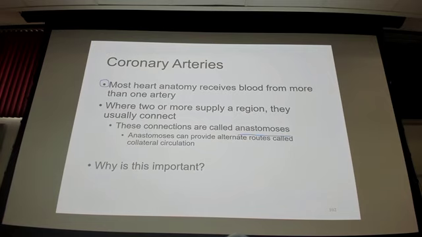Anastomosis is basically where two vessels come together. There can be pathologic anastomosis, and then there can be beneficial, physiologic anastomosis. The fact that most of the heart is supplied by more than one area is a physiological advantage, because if there's a blockage in one, there's a collateral circulation that can still feed it, right?